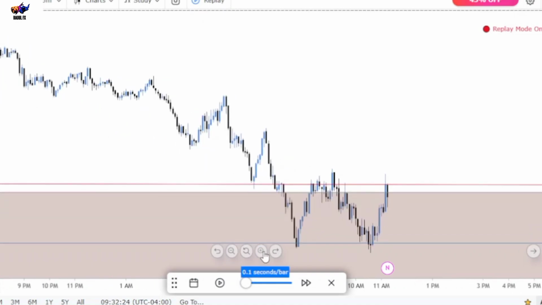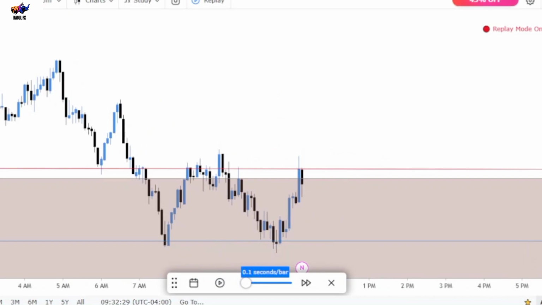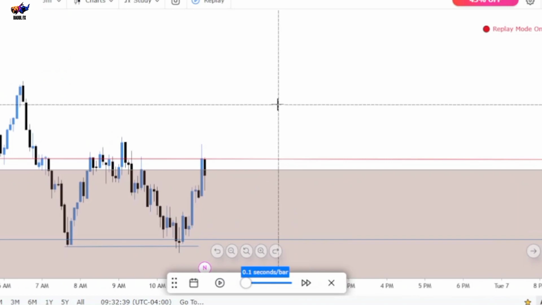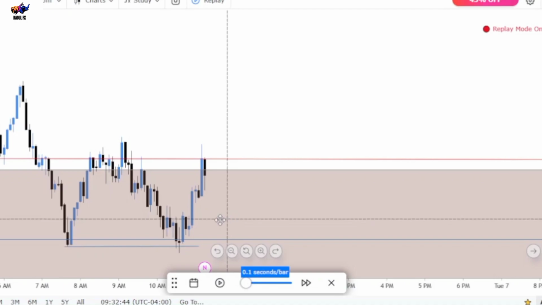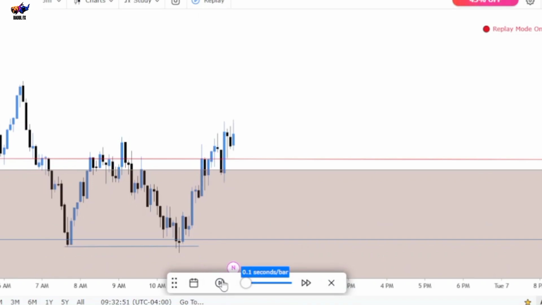Right here, we get our turtle soup right here. And remember, it is within our point of interest. Can you see that? Right here, price breaks that, right? And once price breaks that, it breaks to the upside. Let me play that again. Price breaks structure to the upside, leaving behind what? An imbalance. So I'll go ahead and take my entry from here.